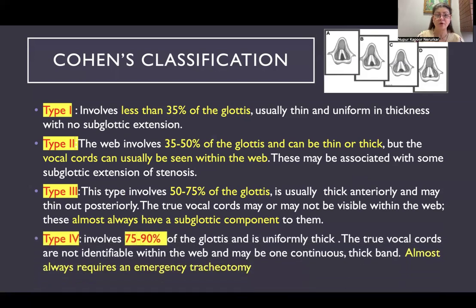And with a type 4, there is involvement of 75 to 90% of the glottis, uniformly thick. The true vocal folds are typically not identifiable at all, and almost always this requires an emergency tracheostomy. In congenital cases, of course, that would be at birth.